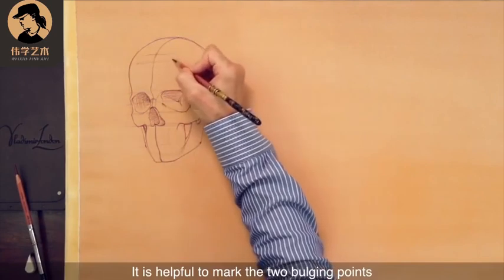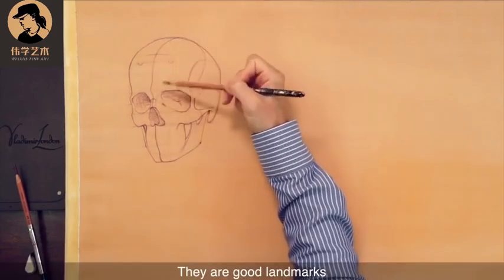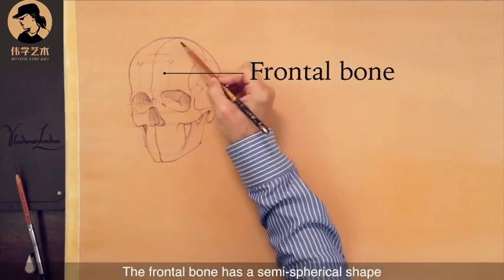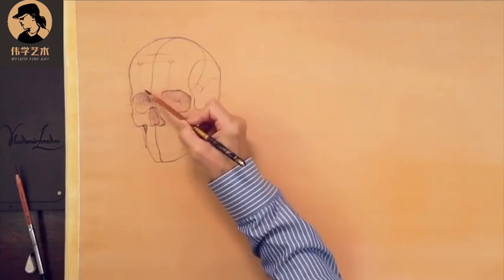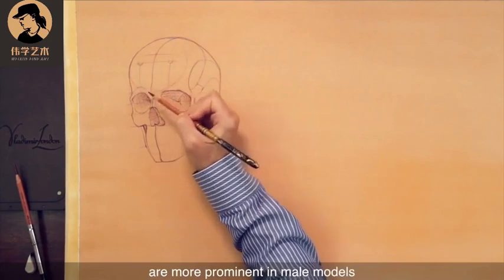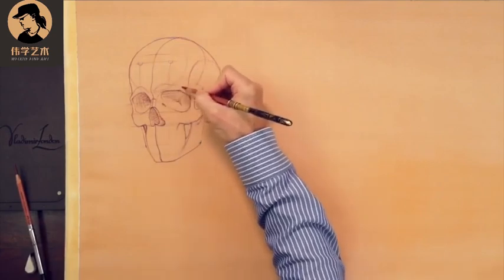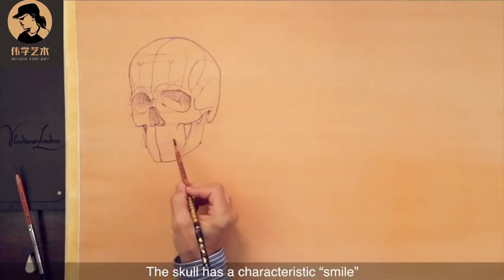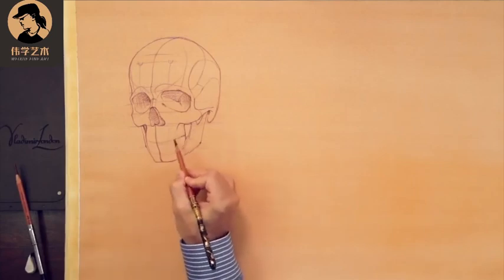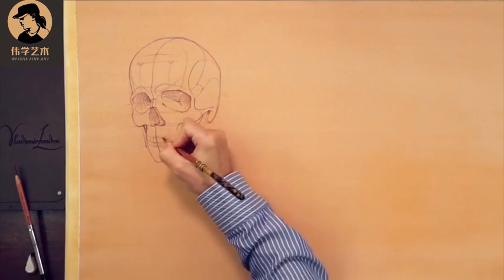It is important to mark the 2 bulging points at the top of the forehead. They are good landmarks for the planes of the cranium. The frontal bone has a semi-spherical shape. The brow ridges are more prominent in male models and protrude less in females. The skull has a characteristic smile. I won't mark all the teeth, just a few to indicate their scale.